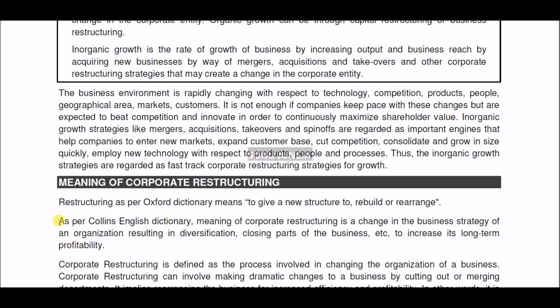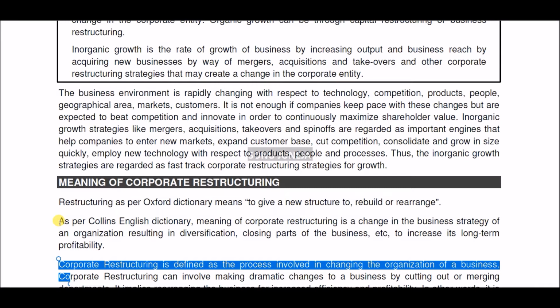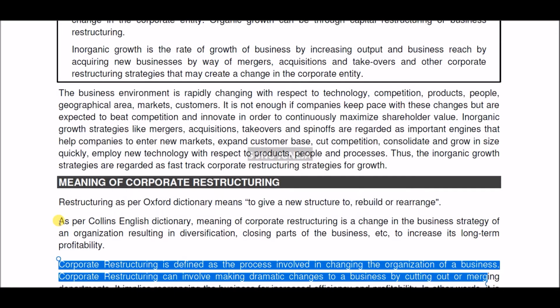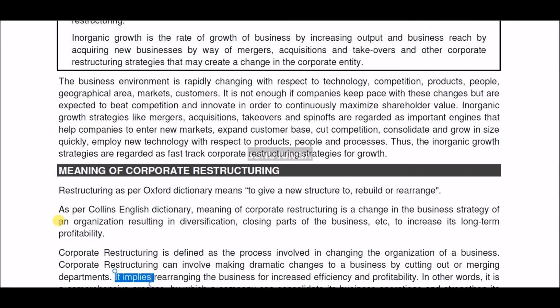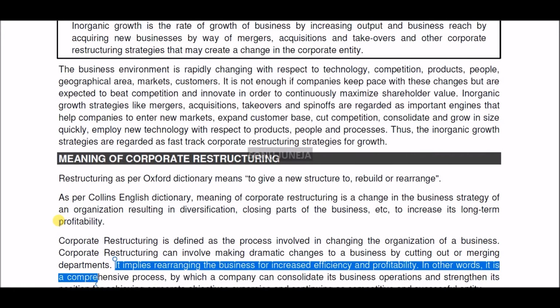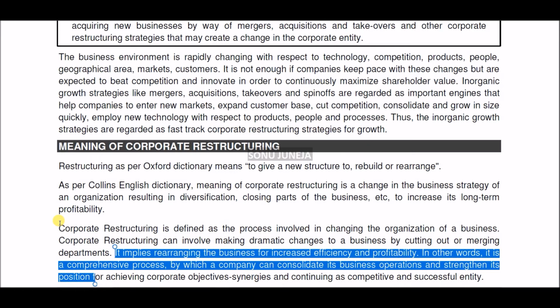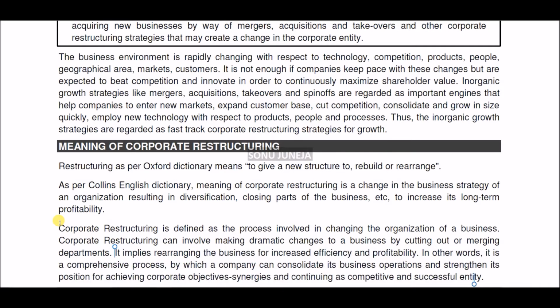So now corporate restructuring is defined as the process involved in changing the organization of a business. Corporate restructuring can involve making dramatic changes to a business by cutting out or merging departments. Now, it implies rearranging business for increased efficiency and profitability. In other words, it is a comprehensive process by which a company can consolidate its business operations and strengthen its position for achieving corporate objectives, synergies, and continuing as a competitive, successful entity.